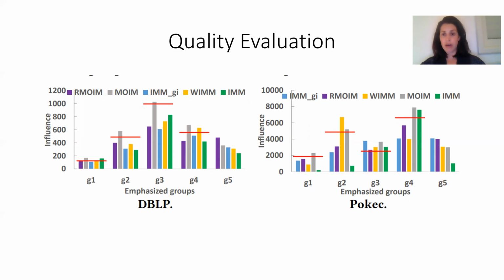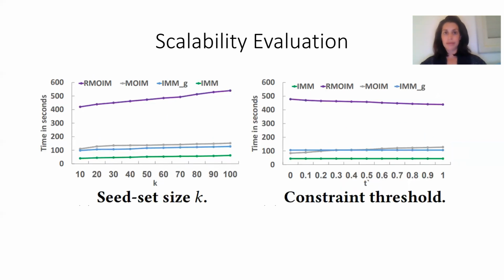And in the second example, in the Pokec dataset, its influence over the objective, G5 again, is on par with other state-of-the-art targeted or weighted IM algorithms. The RMOIM algorithm, our algorithm that relaxes the constraint, as can be seen, does not satisfy the constraint in all cases. However, its influence over the objective is the best among all the competitors, or the second best among all the competitors.